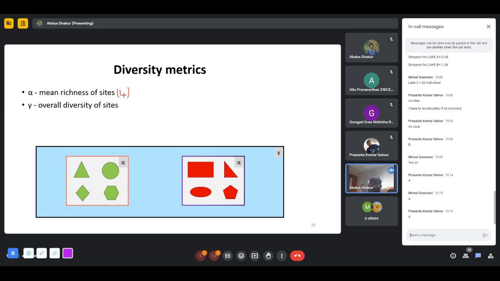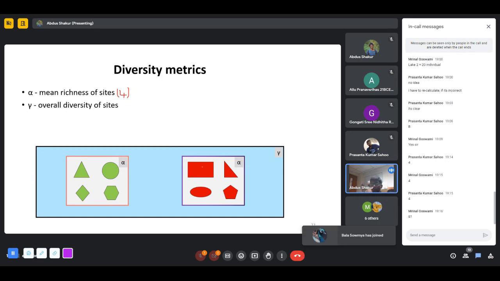The gamma diversity, basically, of all the plots of the area that you are looking at. So if you want to know the gamma diversity, let's take it to a higher level. 8. Are you sure it is 8, or are you asking me whether it's 8 or not?